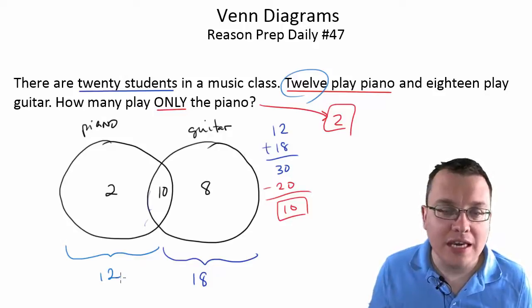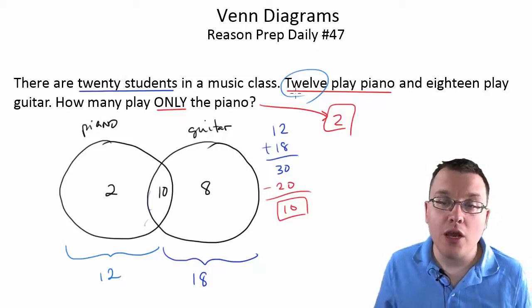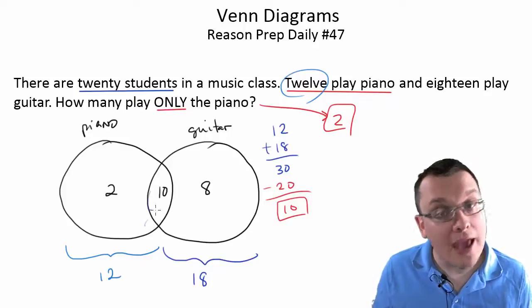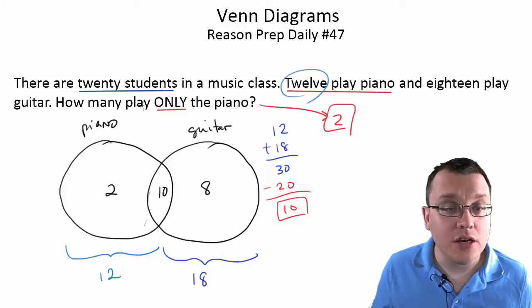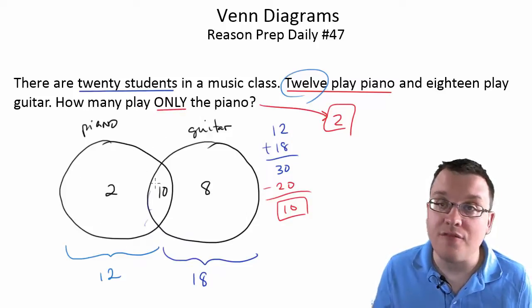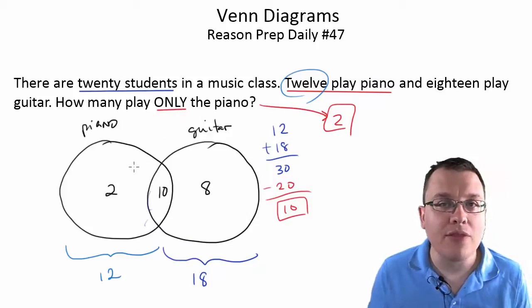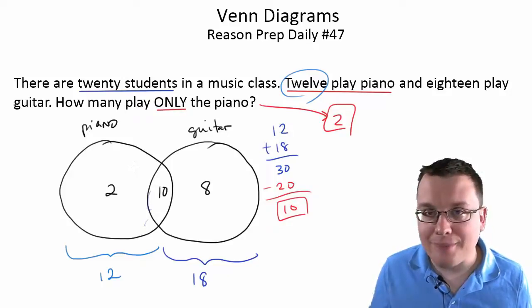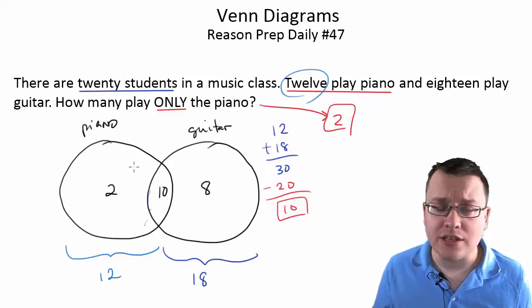As you can see, the key here is the language. The difference is knowing that when you say 12 play piano, it means people who play only piano and both. In the question here, we want to find the people who play only the piano, which is only this sector of the Venn diagram. So keep in mind that difference in the language and the vocabulary of the question. Set up your Venn diagram, and you'll have no problem on questions like this.